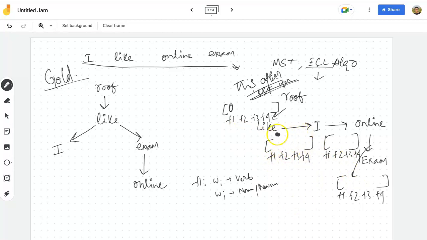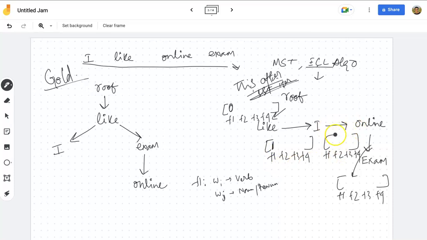Let's check this edge, like to I. Is like a verb? Yes, like is a verb. So the first condition is true, and the second condition is that wj is a noun or pronoun. I is a pronoun, so it meets the condition. So wi is a verb and wj is a pronoun, and we'll just write 1 here.